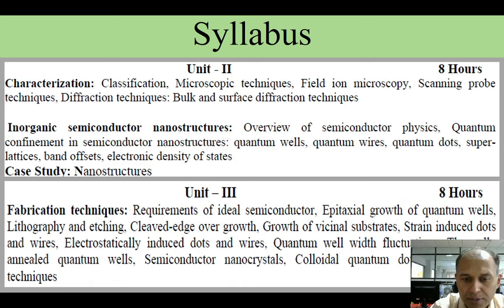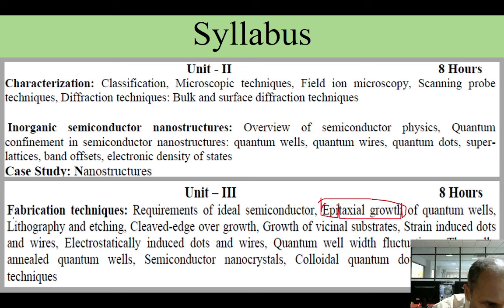In unit 3, we are looking at the ideal requirement of a semiconductor, and more importantly, we are dealing with different fabrication techniques. For example, epitaxial growth. Epitaxial growth deals with the interaction of silicon with oxygen. That is when we build up a layer of silicon dioxide to act as either a protective material or also as a medium of dielectric between the conducting materials.